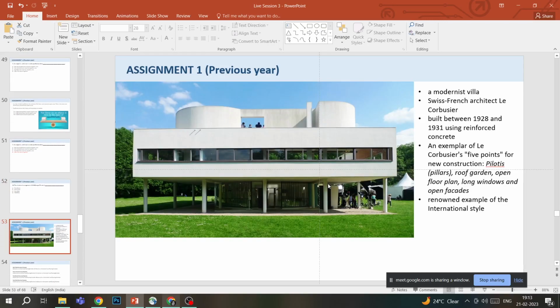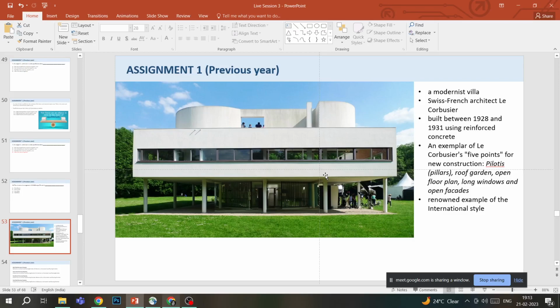So this is how Villa Savoye looks. It is a modernist villa. It was designed by, not built by, designed by the Swiss-French architect Le Corbusier. It was built between 1928 and 1931. It is an example of Le Corbusier's 5 points for new construction. He famously gave his 5 points in architecture during his era, in which he said that these 5 things should be present in any kind of new construction from there on.